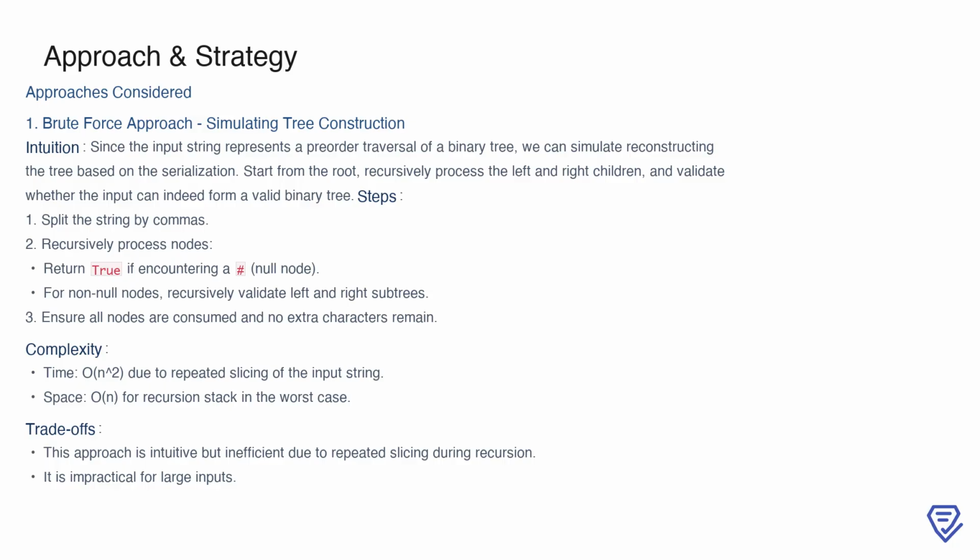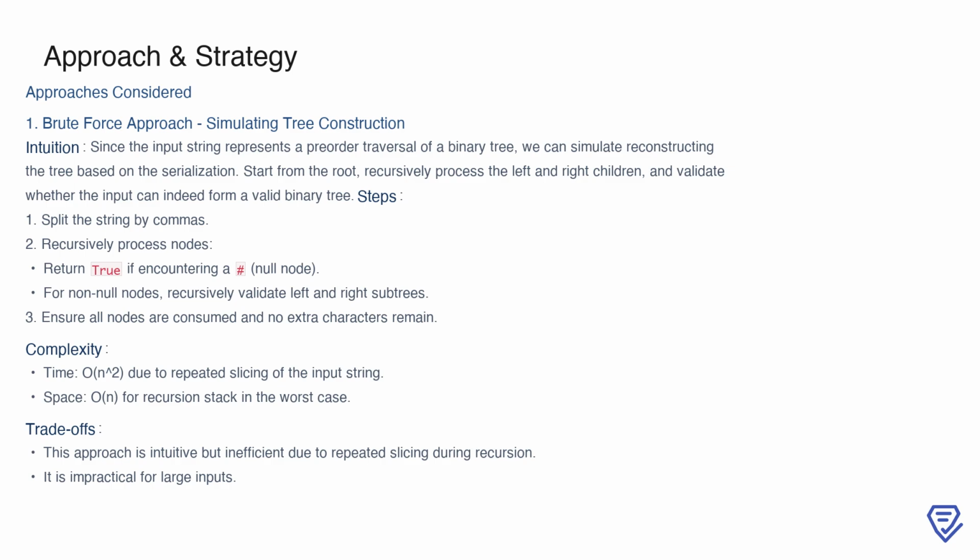To implement this, we first split the input string by commas to separate the nodes. Then, as we process each node, we return true if we encounter a null node, represented as a hashtag. For non-null nodes, we recursively validate both subtrees. Finally, we ensure that all nodes in the input have been consumed without leaving any extras.